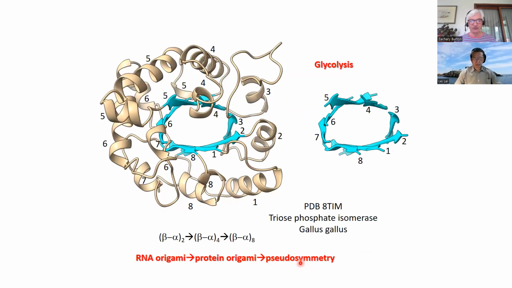So this is an example of pseudosymmetry. It's a beta alpha 8 barrel, and it's beta alpha repeated 8 times. It's a pseudosymmetrical molecule. You can see that it's pseudosymmetrical. Basically, you have a 2-fold axis through here. If you made this into a circle, you could have an 8-fold axis down the center. And this molecule is found in chickens, but it was found in pre-life 4 billion years ago also.